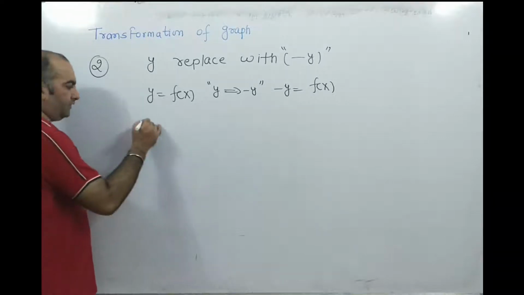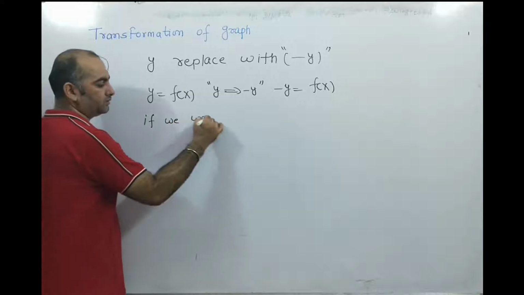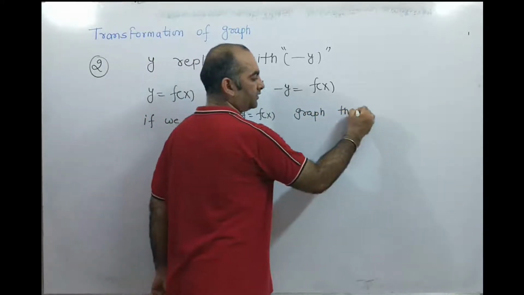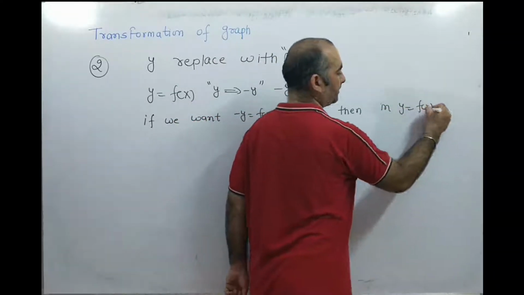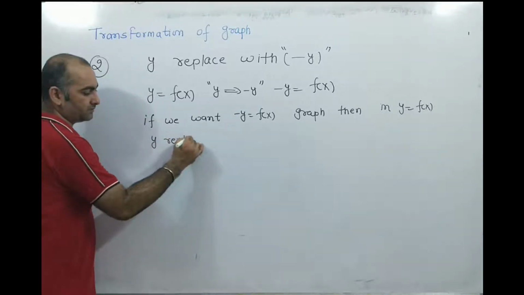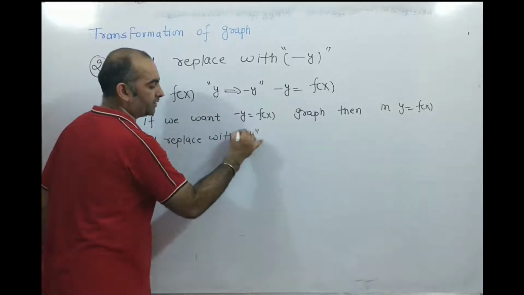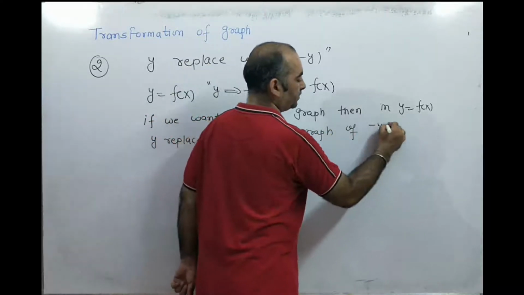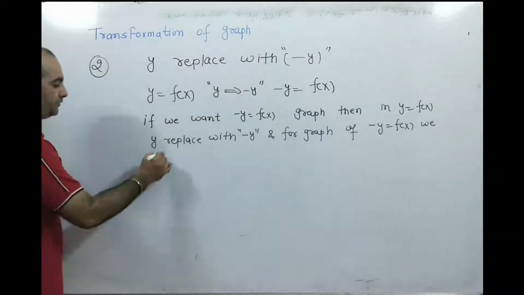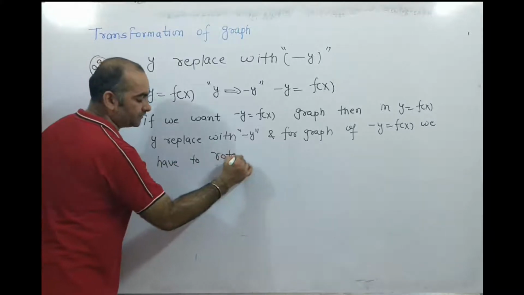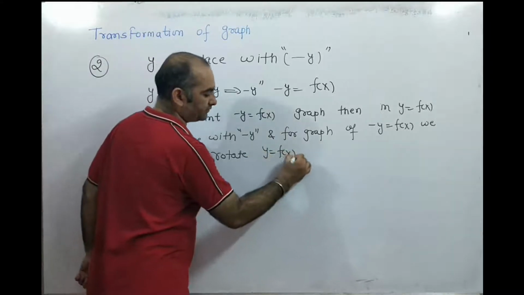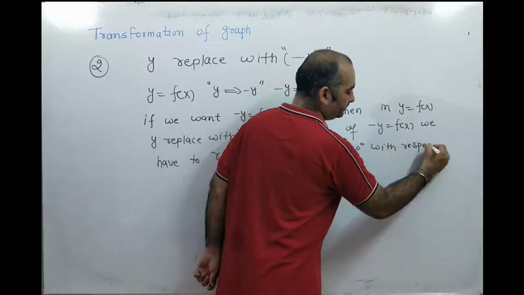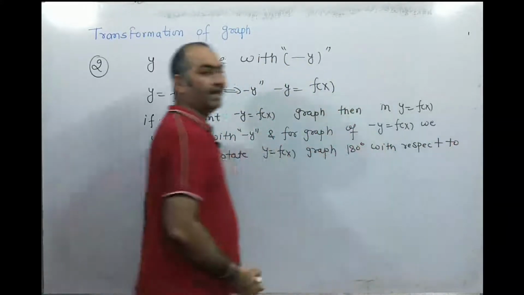So if we want the minus y equal to f(x) graph, then in y equal to f(x), y is replaced with minus y, and for the graph of minus y equal to f(x), we have to rotate the y equal to f(x) graph 180 degrees with respect to the x-axis.